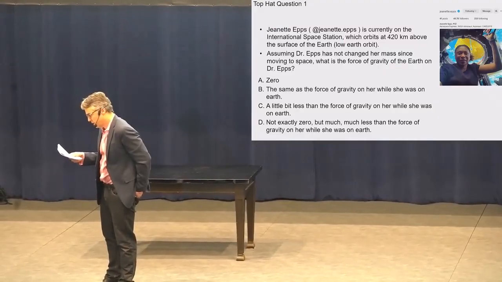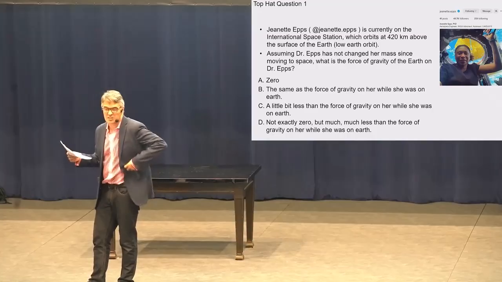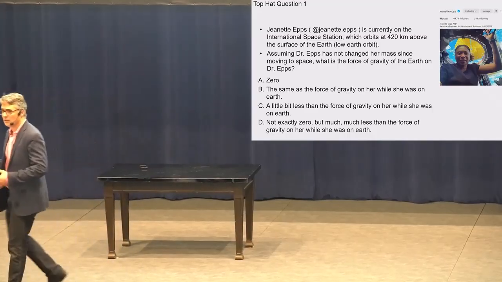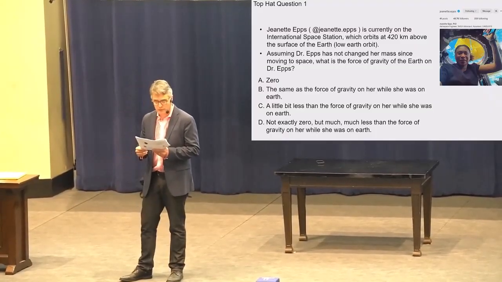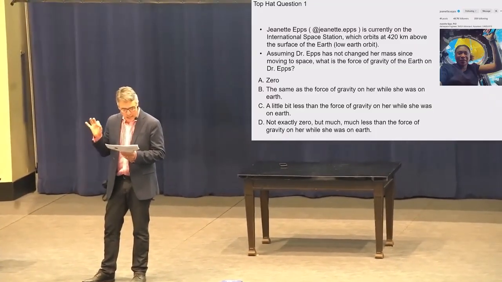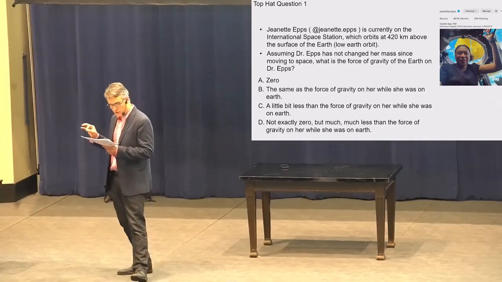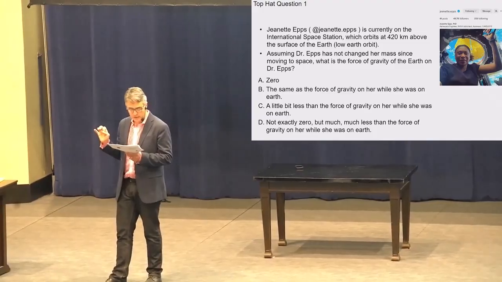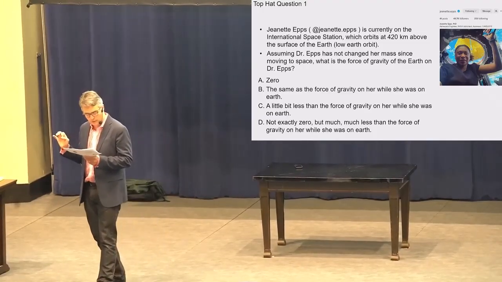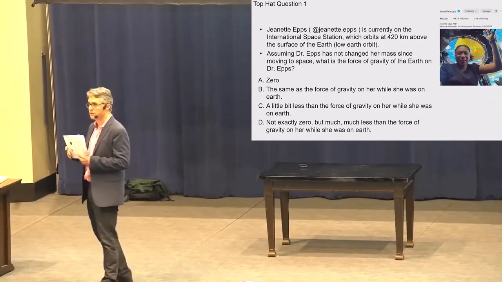Jeanette Epps is on the International Space Station, 420 kilometers above the surface of the Earth. Assuming Dr. Epps has not changed her mass since moving to space, which actually can happen because you get muscle loss from atrophying in a weightless environment, but assuming that hasn't changed, what's the new force of gravity? Is it A, 0; B, the same as the force of gravity was while she was on Earth; C, a little bit less than the force of gravity while she was on Earth; or D, not exactly 0, but much, much less than the force of gravity while she was here on Earth?